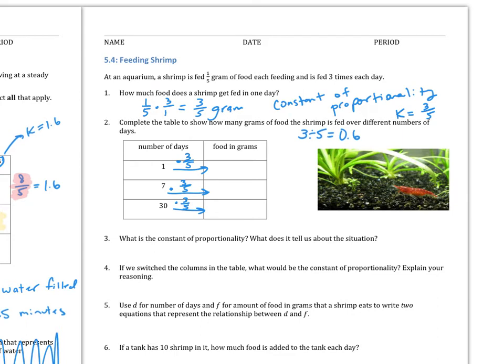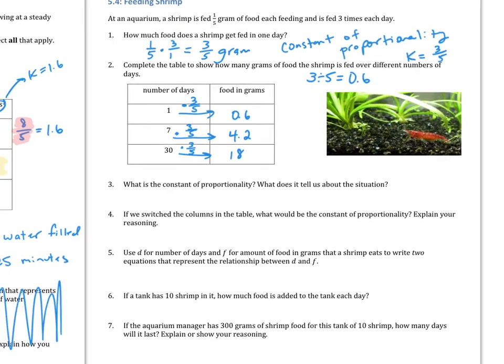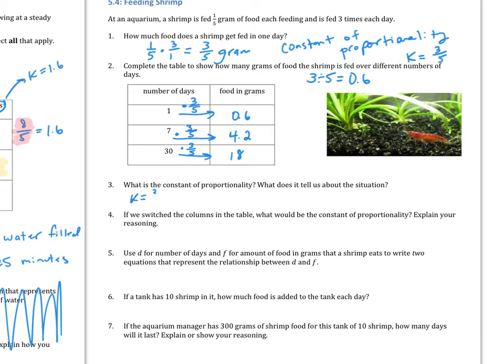Okay, so for 1 day, they're going to get 0.6 grams. For 7 days, they're going to get 4.2 grams. And for 30 days, they're going to get 18 grams. So again, we know 3/5 is the constant of proportionality. And this tells us for every 1 day, the shrimp get 3/5 of a gram of food.